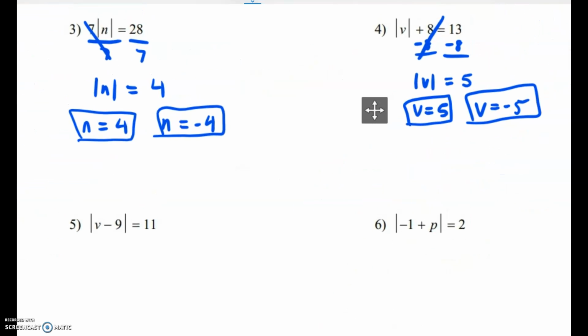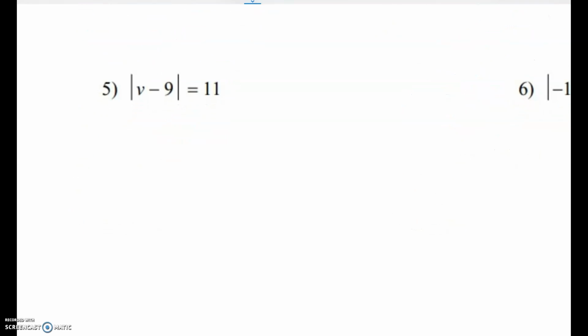All right, number 5. Notice that it's different than number 4 because the absolute value technically is already isolated. Everything's inside the absolute value on the left, whereas in number 4, we had things outside of it. So what that means is we can actually set up our two cases right now. Whatever's inside the absolute value can equal 11. So v minus 9 can equal 11, and that would be a solution to this problem. Or v minus 9 could equal negative 11.